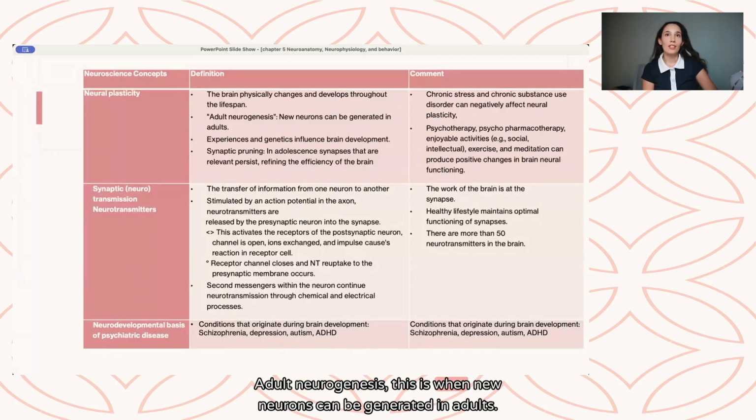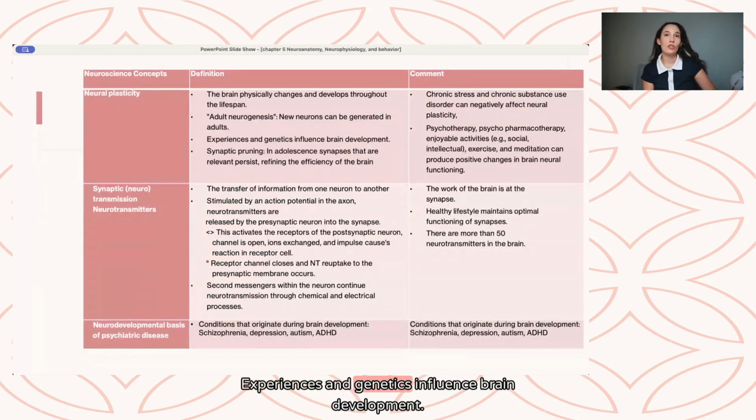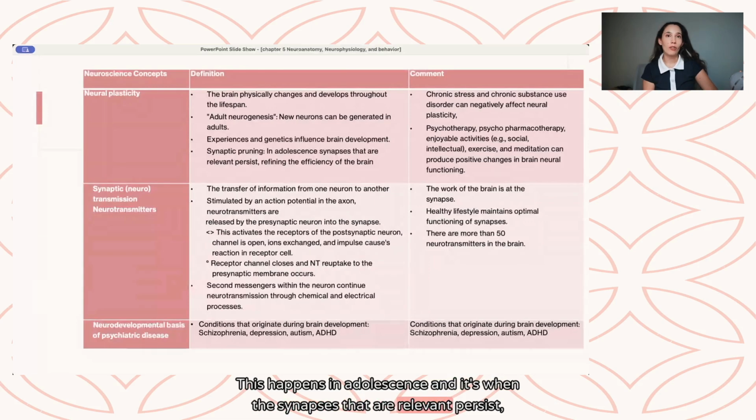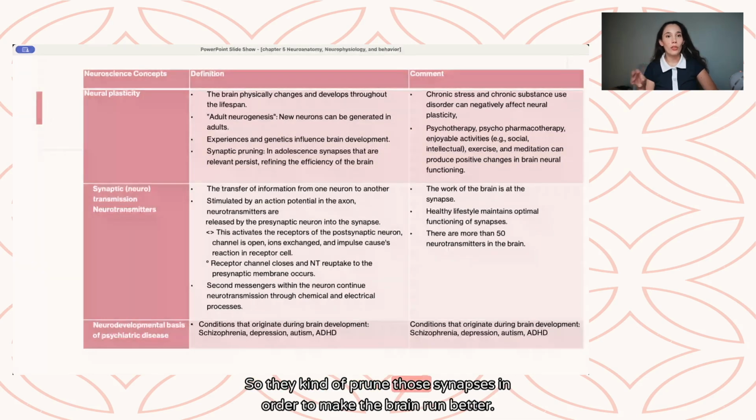Adult neurogenesis, this is when new neurons can be generated in adults. So we were just kind of talking about that with habits and things. Experiences and genetics influence brain development. There's also something called synaptic pruning. This happens in adolescence, and it's when the synapses that are relevant persist, refining the efficiency of the brain. So they kind of prune those synapses in order to make the brain run better.